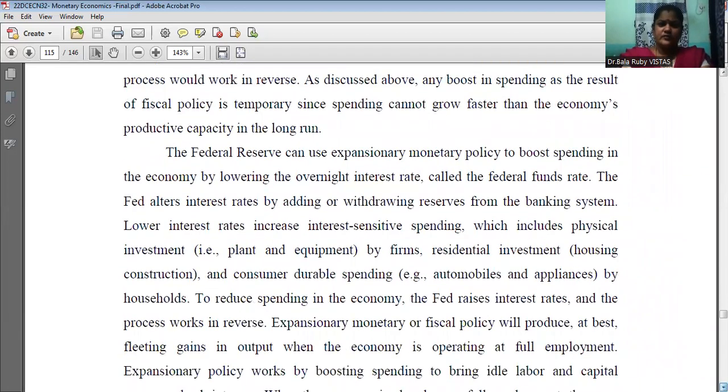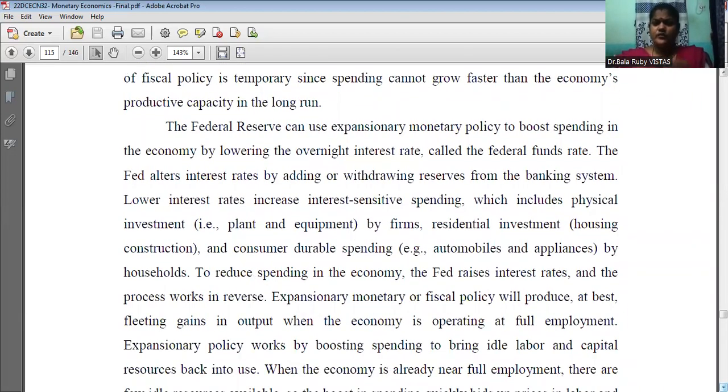The Federal Reserve can use expansionary monetary policy to boost spending in the economy by lowering the overnight interest rate, actually considered the federal funds rate. The Fed alters interest rates by adding or withdrawing reserves from the banking system. Lower interest rates increase interest-sensitive spending, which includes physical investment by farms as well as residential investment and consumer durable spending by households. To reduce spending in the economy, the Fed raises interest rates and the process works in reverse.